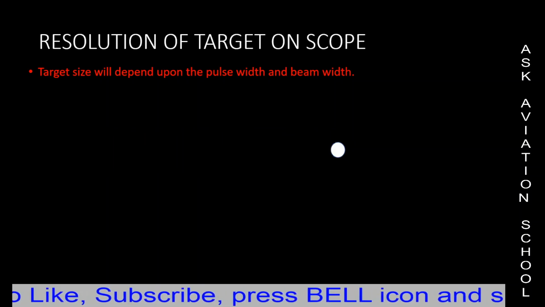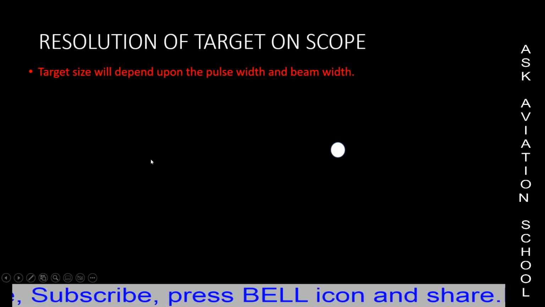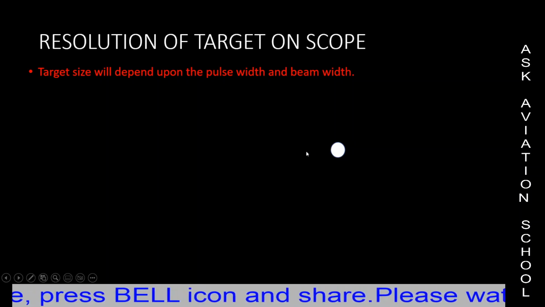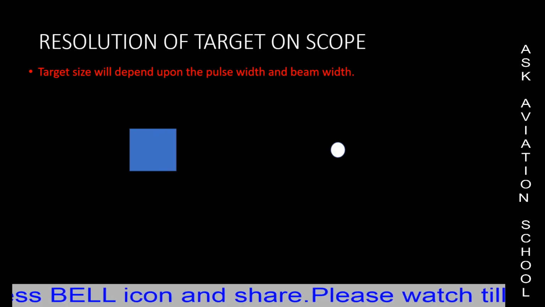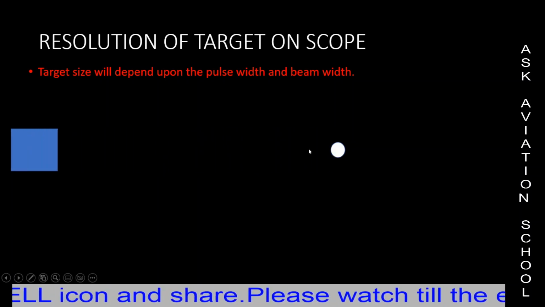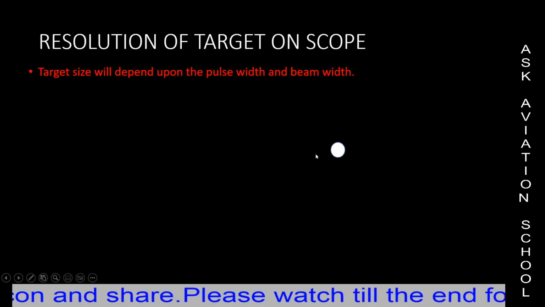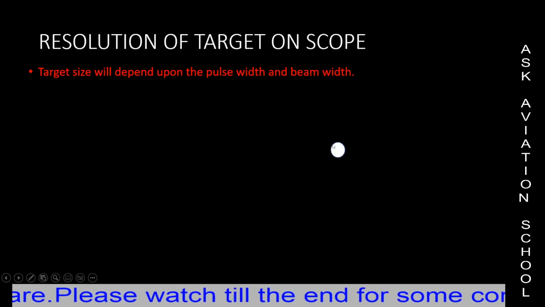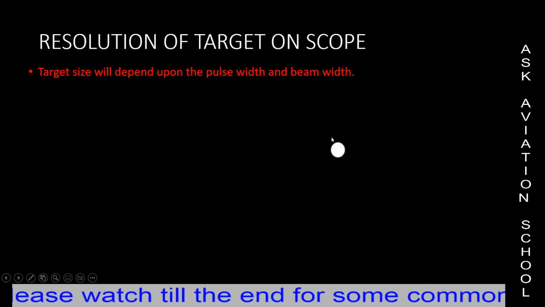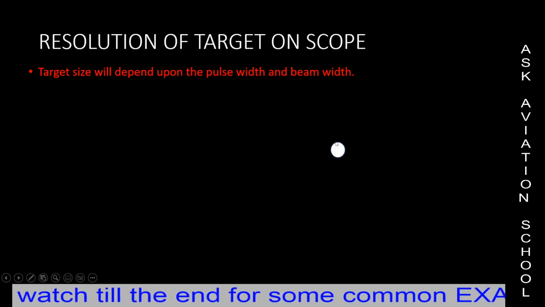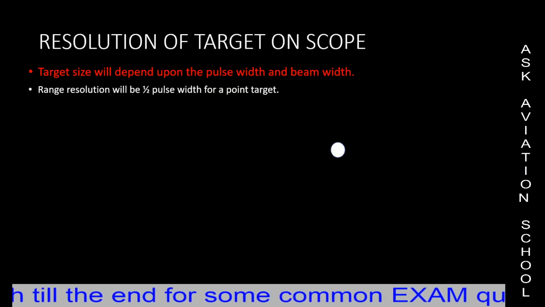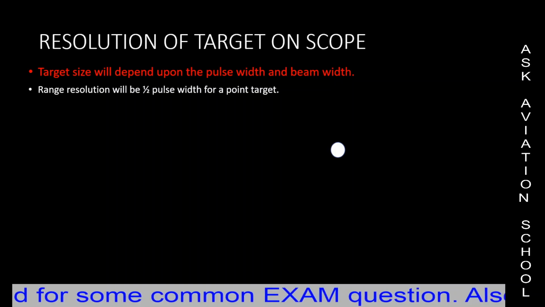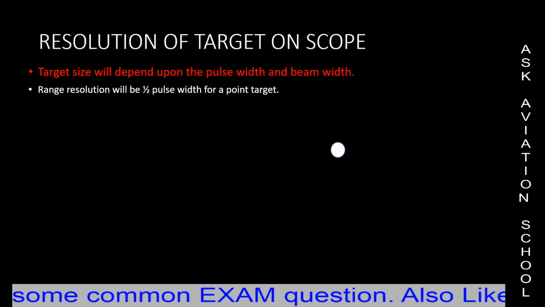Now the pulse is traveling, hits the target, and comes back. While it is traveling, once again I will show you the animation. Halfway through, the leading edge of the pulse will start transmitting back, till the trailing edge of that pulse is reflected. So half of the pulse width additional will be painted for a point target. Therefore, the range resolution will be decided by half the pulse width for a point target.